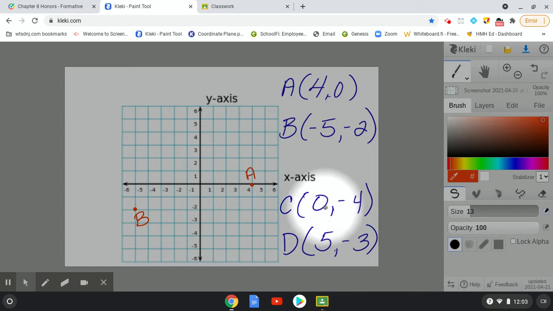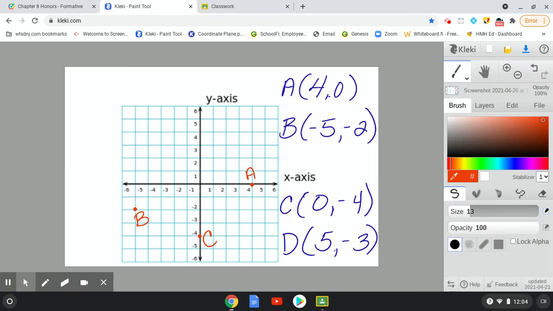For C, my coordinate is 0, -4, so I always start at my origin. My x-axis tells me to go to 0. Well, I'm at 0, so I am staying. My y-axis tells me to go to -4. So negative on my y-axis is going down, so I'm going down to -4, plotting a point. That would be my point C.